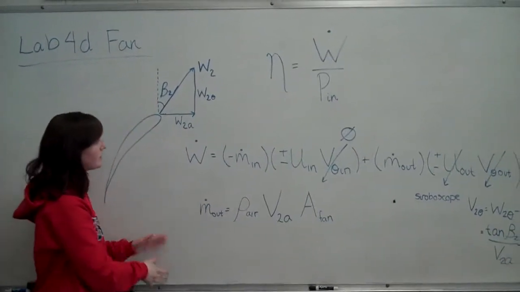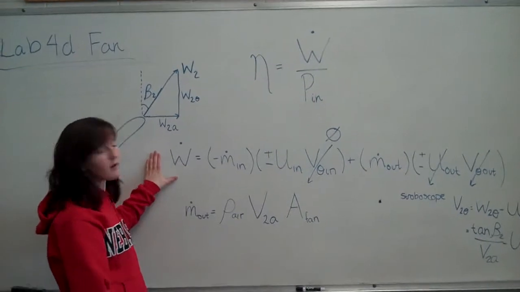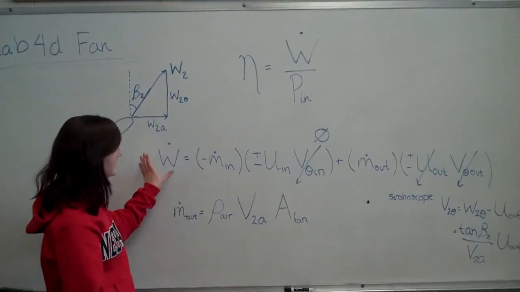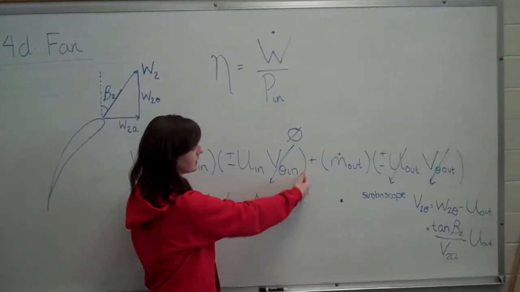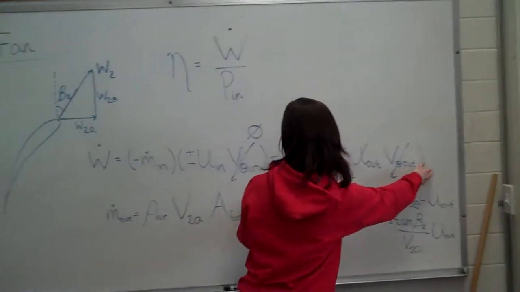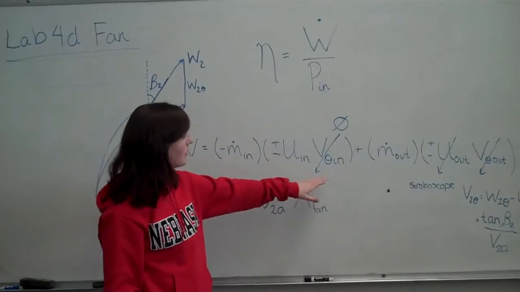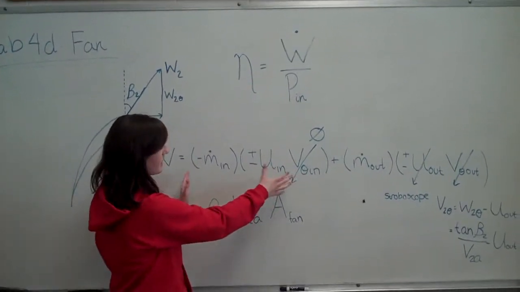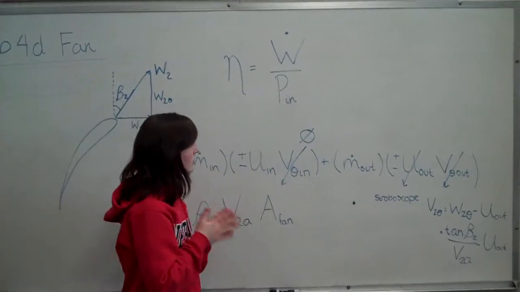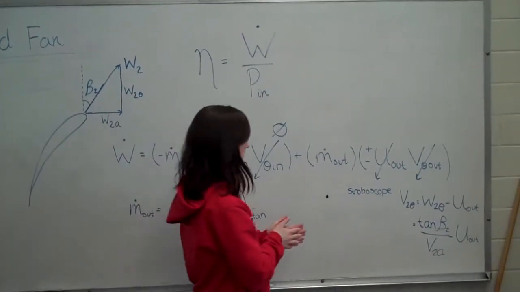The equation you'll be using is this power equation here, which states that the total power done in the air is the negative power inputted plus the power outputted. Because all flow into the fan we can assume is axial, our input power term will go to 0. So all you'll have to worry about is the output term.